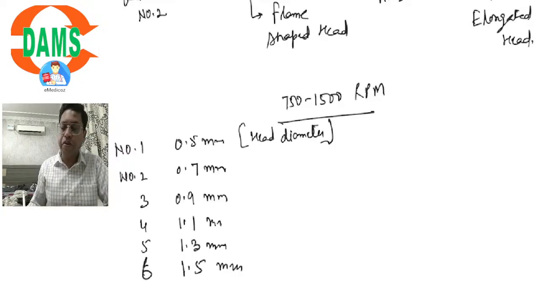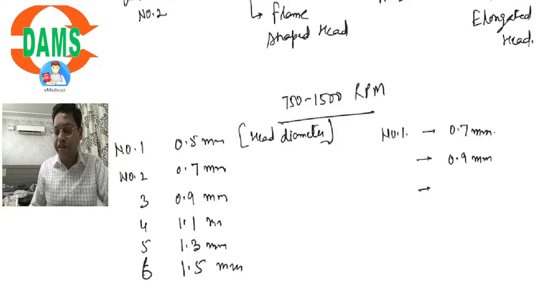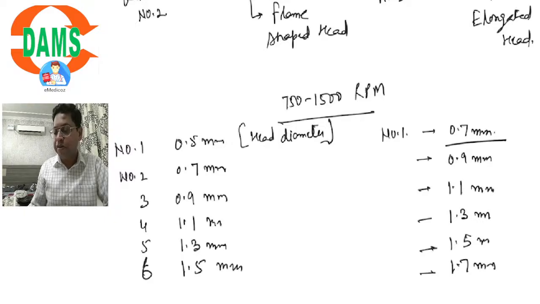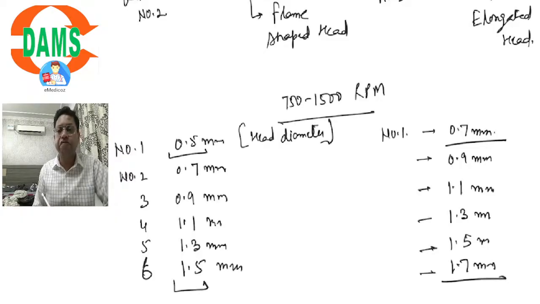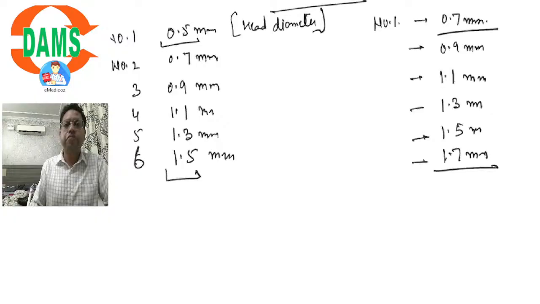If we talk about the piezo reamers, the number 1 piezo reamer has a head diameter of 0.7 millimeter. Subsequently, there is an increment of 0.2 millimeter. So the diameters are 0.7, 0.9, 1.1, 1.3, 1.5, and 1.7 millimeters. So the size of the piezo reamers ranges from 0.7 to 1.7 millimeters, and the size of the GG drills ranges from 0.5 to 1.5 millimeters. Both are low speed engine driven group 2 instruments.